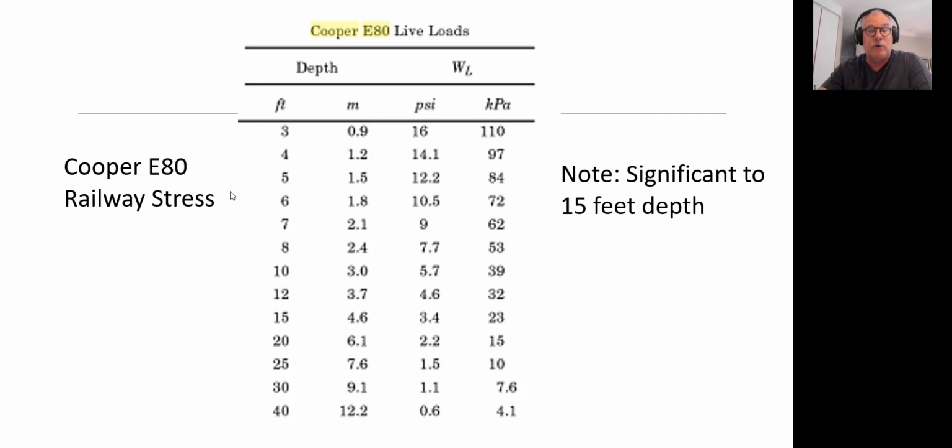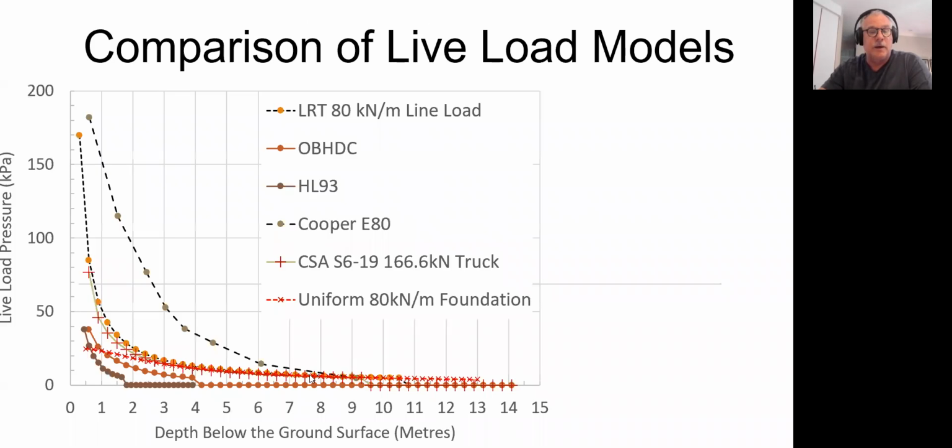We look at live load stress with respect to depth, as we have here. We start to see that these can be fairly significant, and we don't get down to 10 kPa until we get down 25 feet or 7 meters. So railway live loads will go down to a much deeper depth, and they'll have an impact.